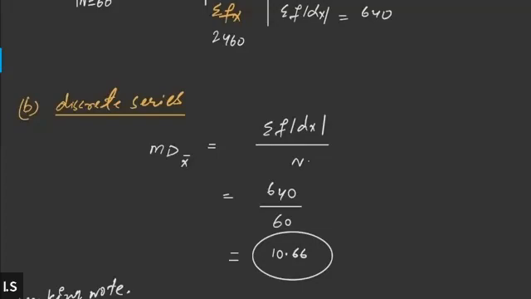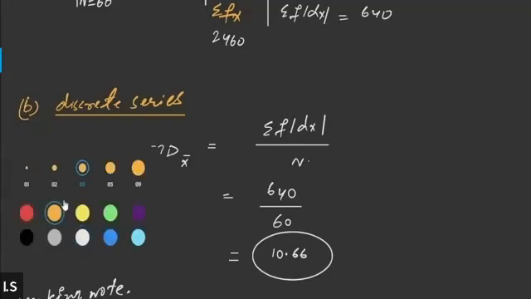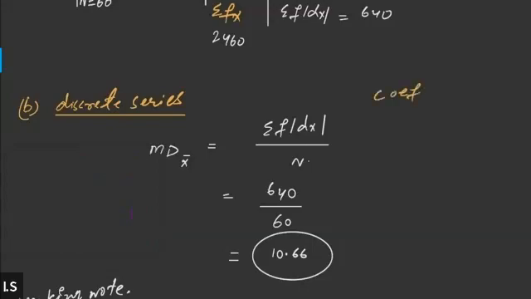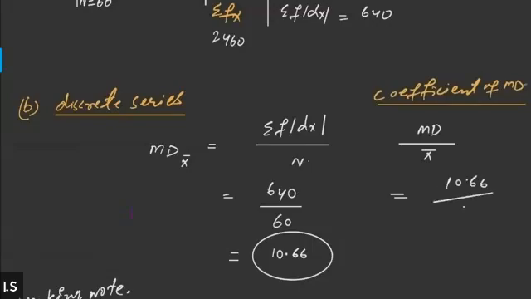Yes, sir. Okay. Now, could you please tell me how do I find out the coefficient of mean deviation? MD by mean. Okay. Coefficient of mean deviation is mean deviation divided by the value of the mean. So 10.66 divided by, what was the value of the mean? It was 41. So 10.6667 divided by 41. So 0.260.